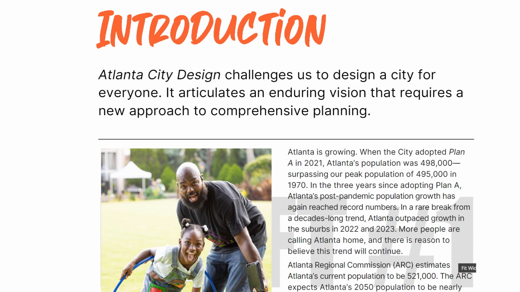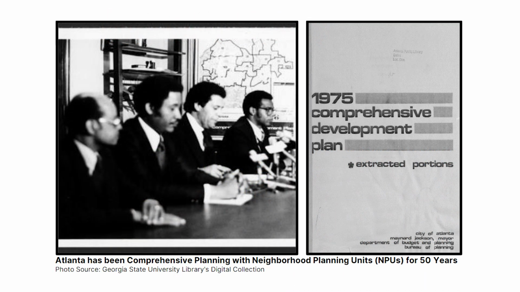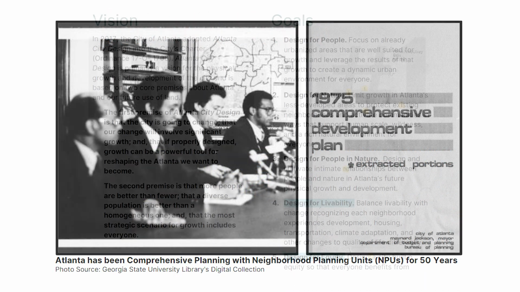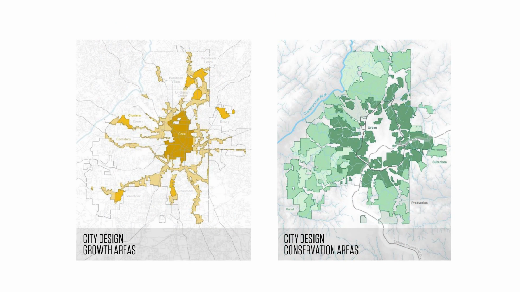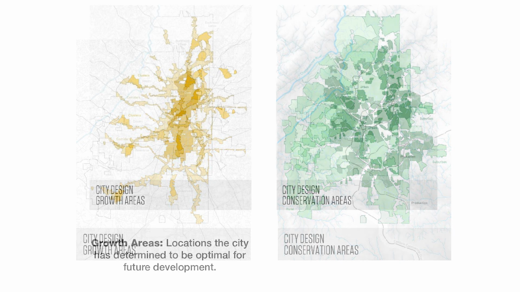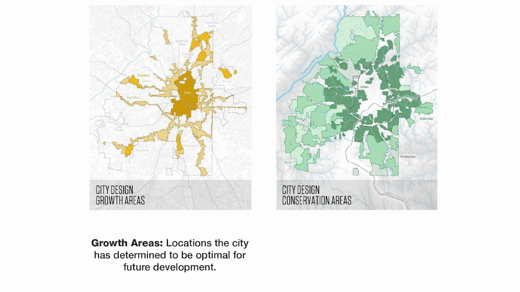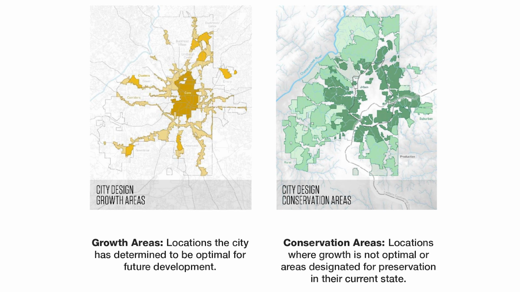The plan starts with a set of introductions. It includes background information about Atlanta and some historical context before moving on to vision and goals. As you can see here, after the vision and goals, the plan moves on to discussing growth areas and conservation areas. Briefly, they are growth areas, locations the city has determined to be optimal for future development. Conservation areas, locations where growth is not optimal or areas designated for preservation in their current state.